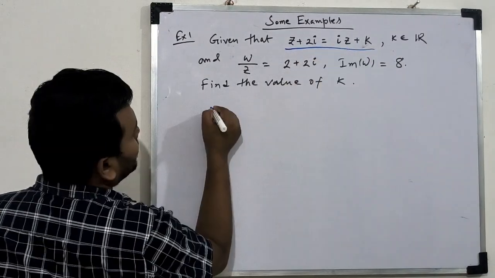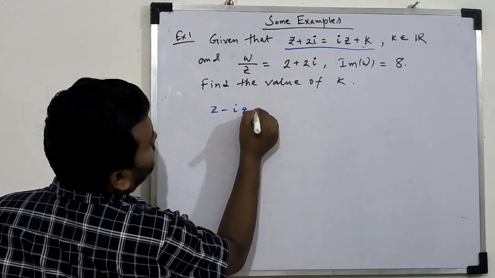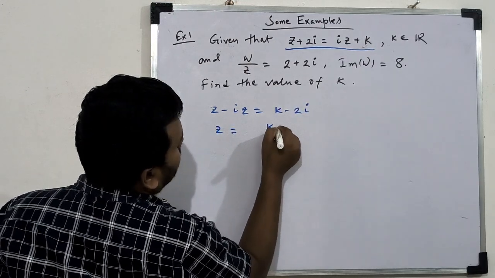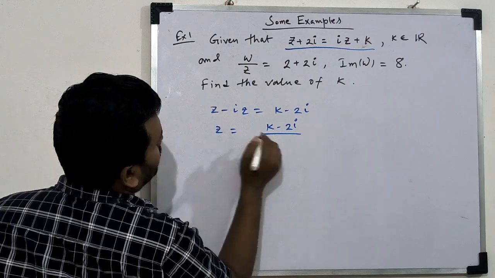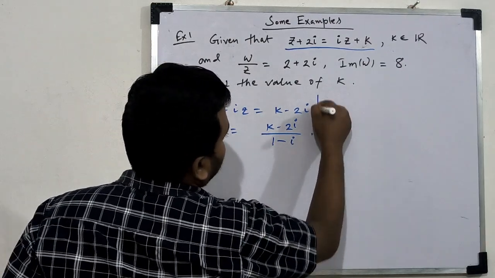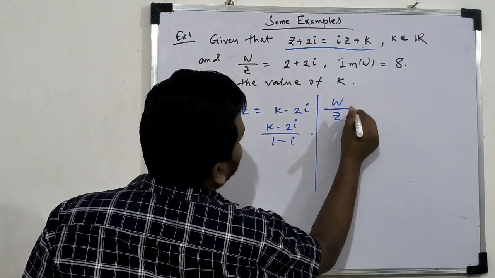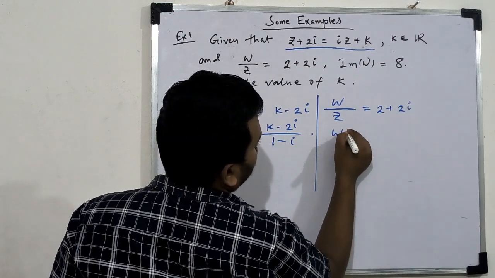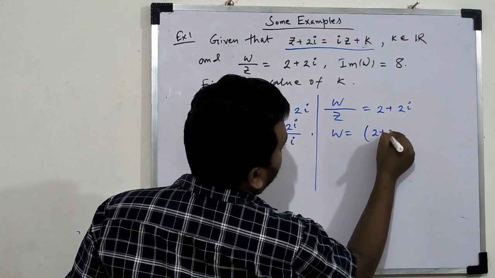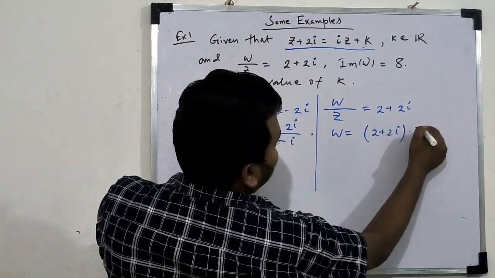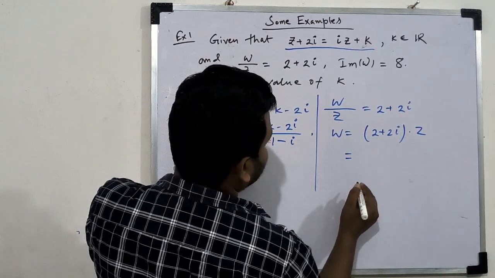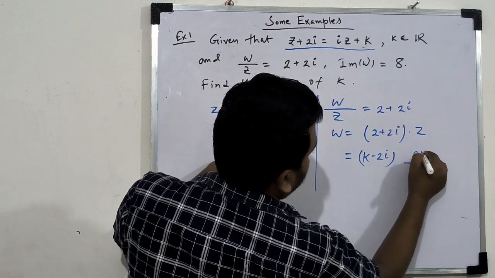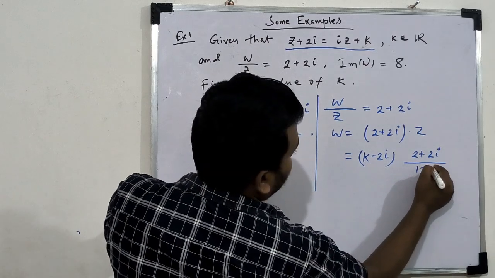So from this we get z − iz = k − 2y. So z = (k − 2y)/(1 − i), and here it is given that w/z = 2 + 2y. So w can be written as (2 + 2y) times z, and if we put the value of z we get (k − 2y), and here (2 + 2y)/(1 − i).